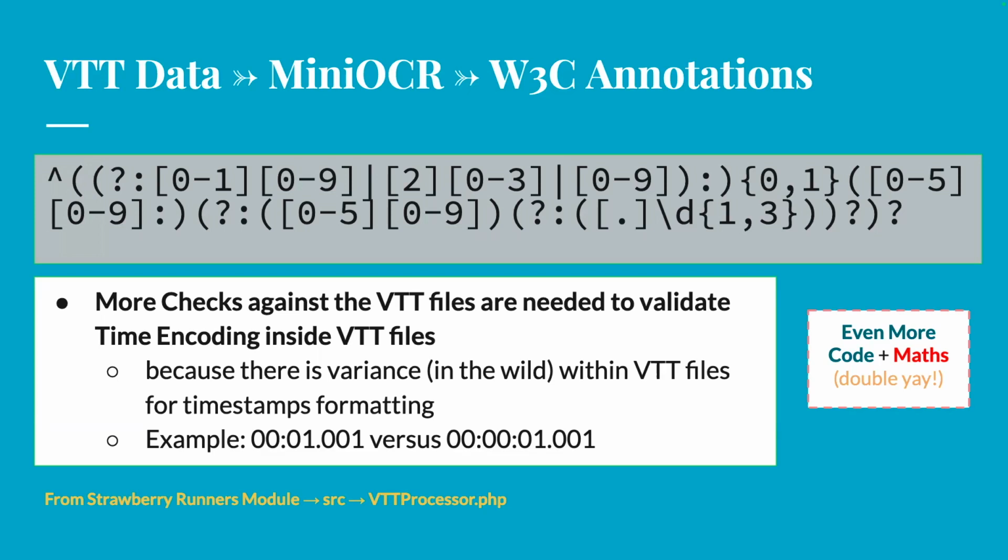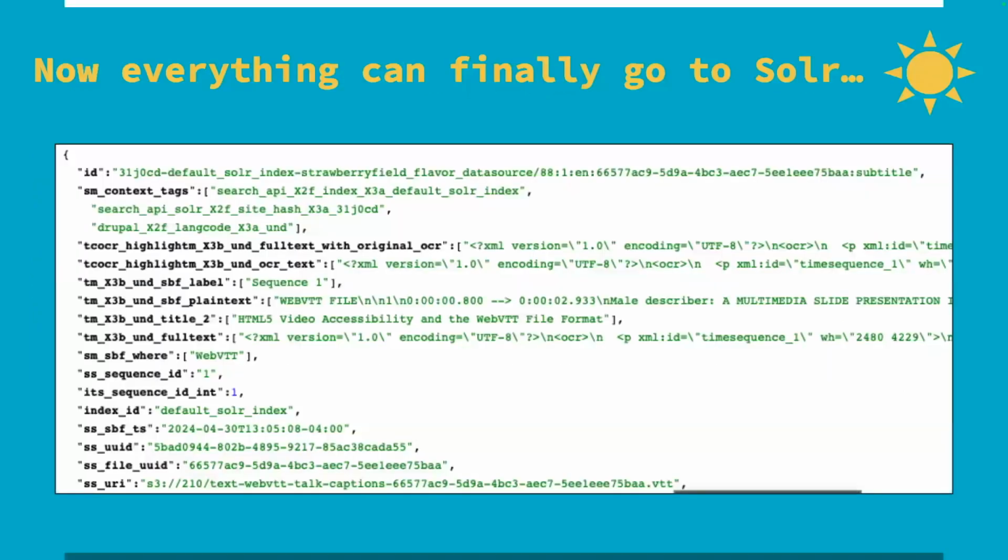So this is the regular expression that will check and make sure that the timestamps in the VTT file are valid. The actual valid times, it's very easy. A lot of VTTs are hand transcribed, so it's very easy for there to be a missing zero or a trailing zero, that kind of thing. So this regular expression checks for that.